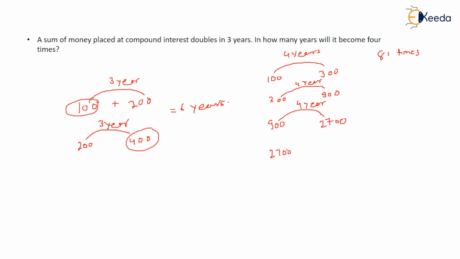From next 3 years, not in 4 years, it will become 3 times. So 8100. So how many years did it take? How many years did it take to become 8100 from 100? It took 4 plus 4 plus 4 plus 4. That means 16 years. This is how you need to solve such types of questions.